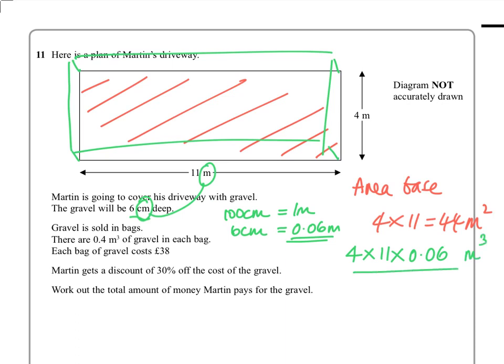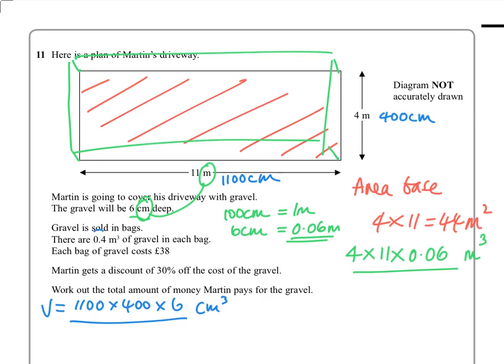Okay, and that answer there would be how many metre cubes you wanted. The alternative is that you could change everything into centimetres and then do the volume would be 1,100 times 400 times 6, and that would be centimetre cubes. But I'd rather have it in metre cubes because I know that I've got 0.4 metre cubes of gravel and what it costs in each bag. Okay, so I'm going to do 4 times 11 times 0.06, and that gives me 2.64 metre cubes. Now here's the thing, this is where the question gets a little bit tricky.